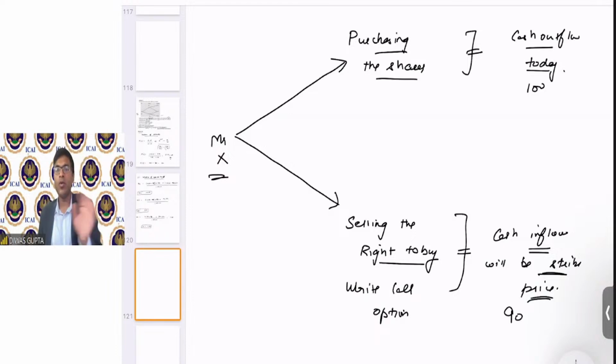As of now, please ignore the time value. Because this purchasing is happening today, maybe this happens after 3 months, but to keep it simple, as of now, ignore that. So the cash outflow today to purchase a share is 100. And I have a written call option on that. If the call option gets exercised, my expected strike price I will get is 90 rupees.